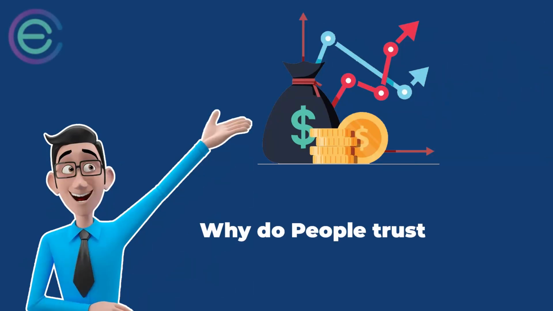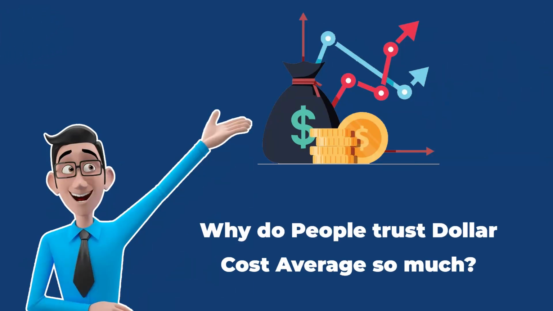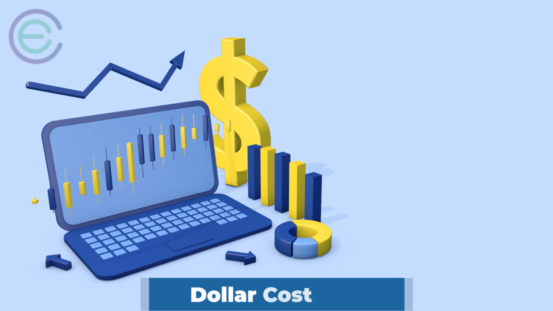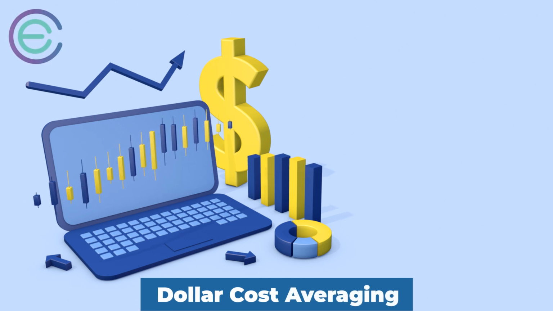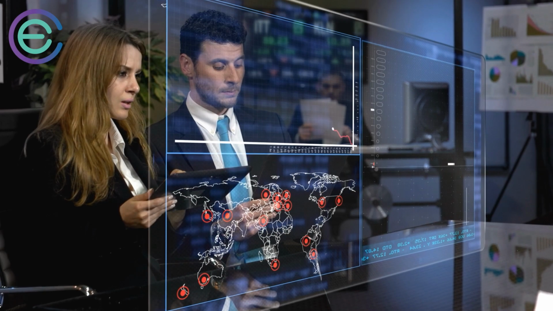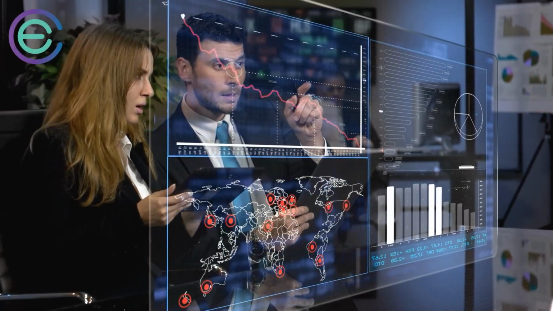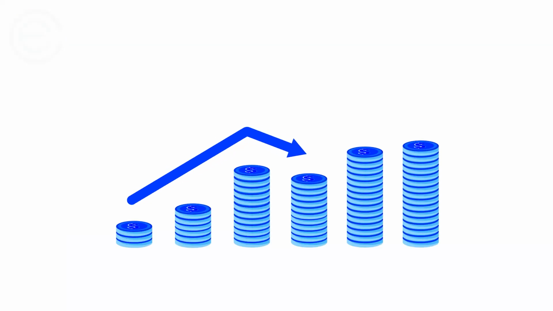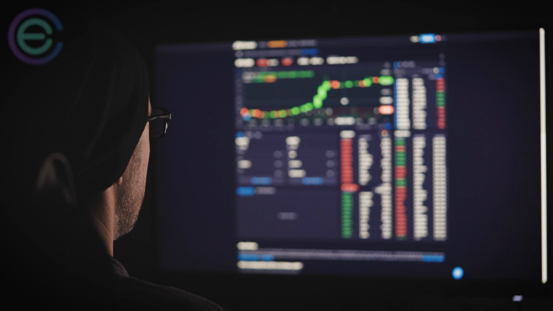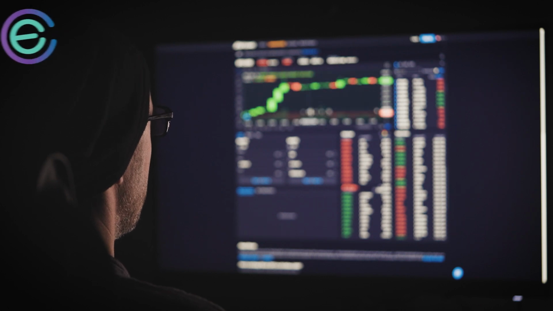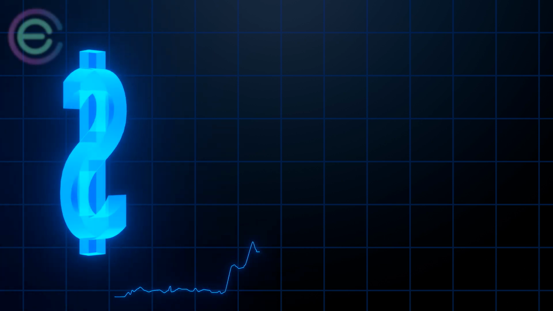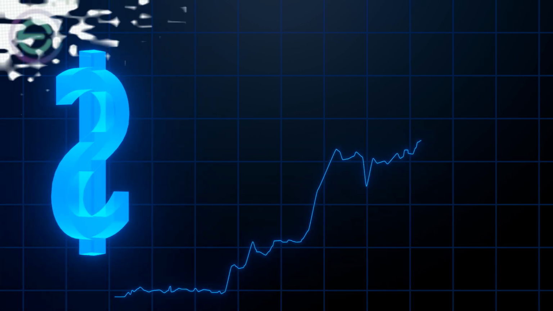Why do people trust dollar cost averaging so much? People trust dollar cost averaging because it smooths out the effects of market volatility, reduces the possibility of making emotionally driven investment decisions, and provides a disciplined approach to investing. By investing a fixed sum of money at regular intervals, investors can purchase more shares when prices are low and fewer shares when prices are high. Over time, this technique can help lower the average cost per share of an investment, which can lead to higher returns.